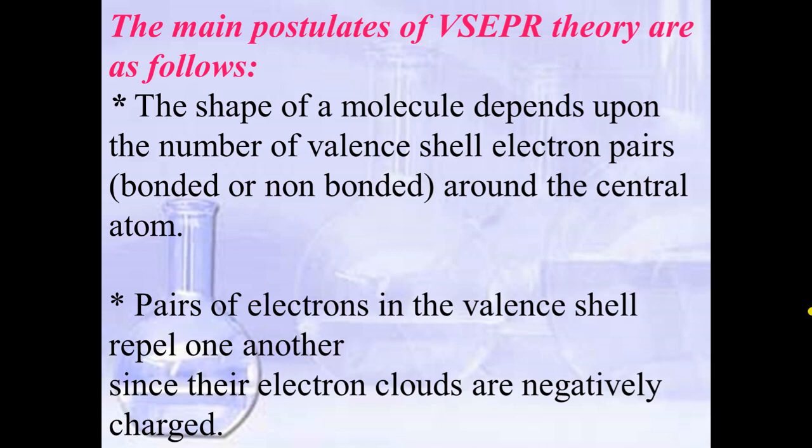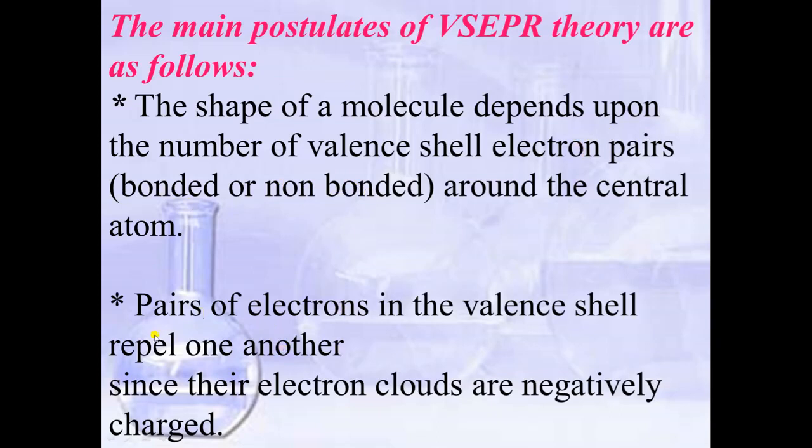Now the main postulates of VSEPR theory are: the shape of a molecule depends upon the number of valence shell electron pairs, that means bonded or non-bonded electron pairs around the central atom. If the number of electron pairs around the central atom is 2, then the shape will be different. If it is 4, then the shape will be different. So the shape of any molecule depends upon the number of electron pairs, which can be bonded or non-bonded.